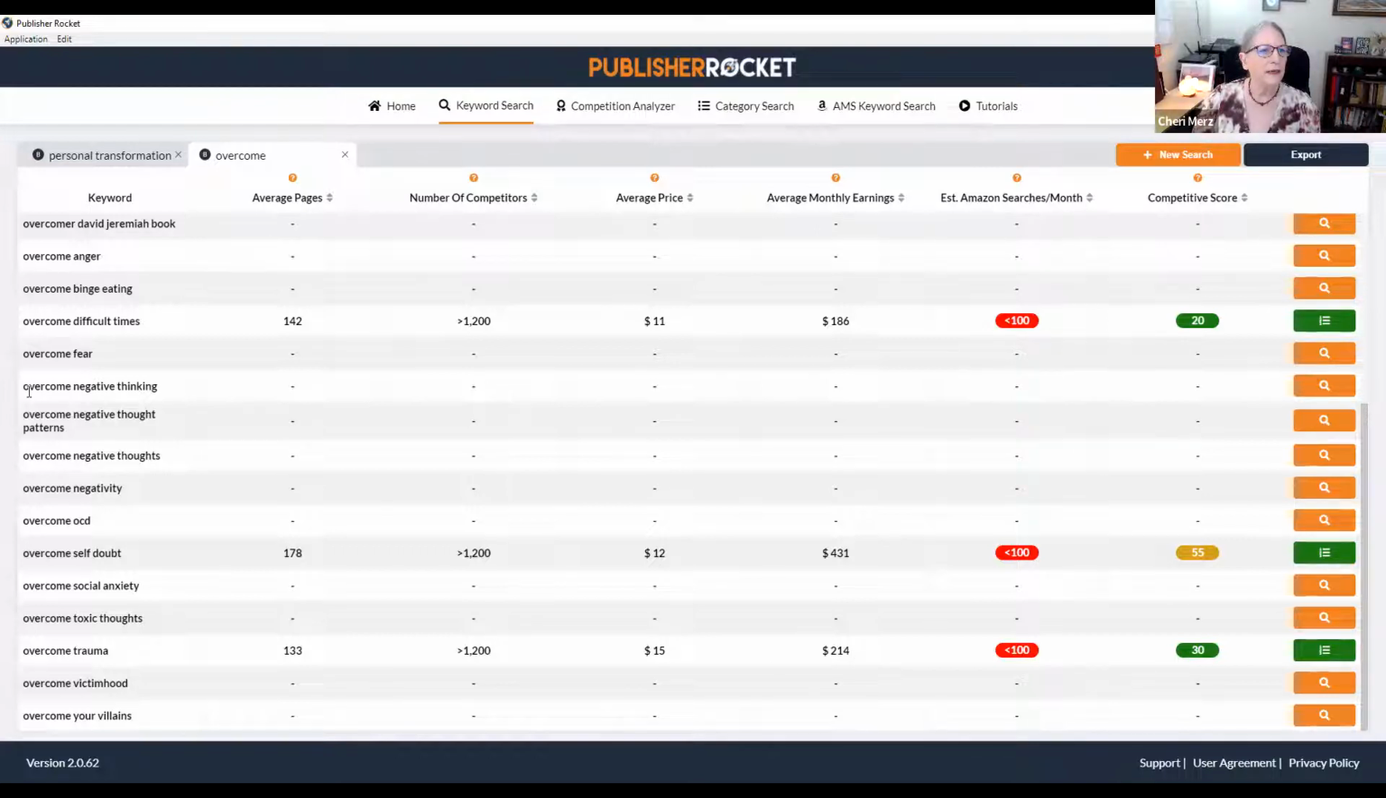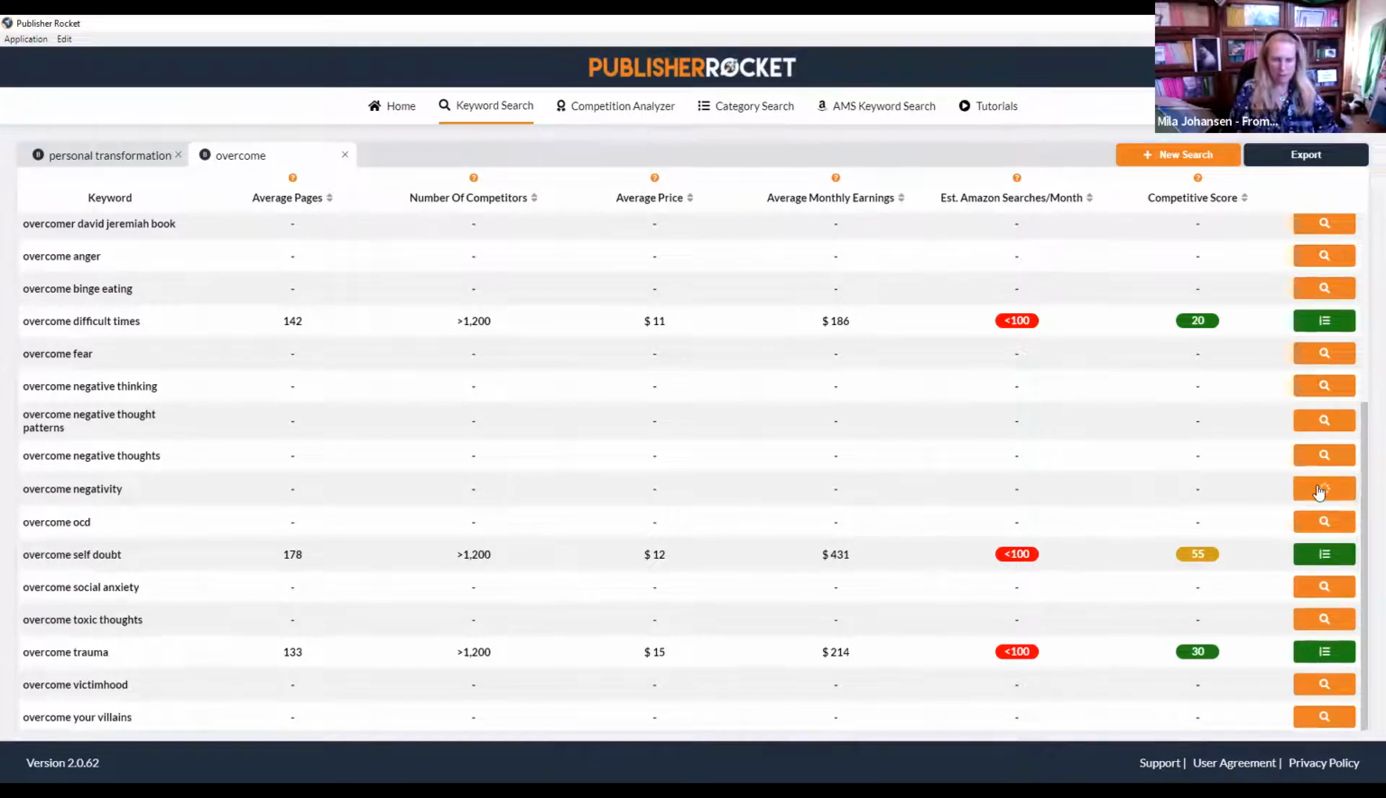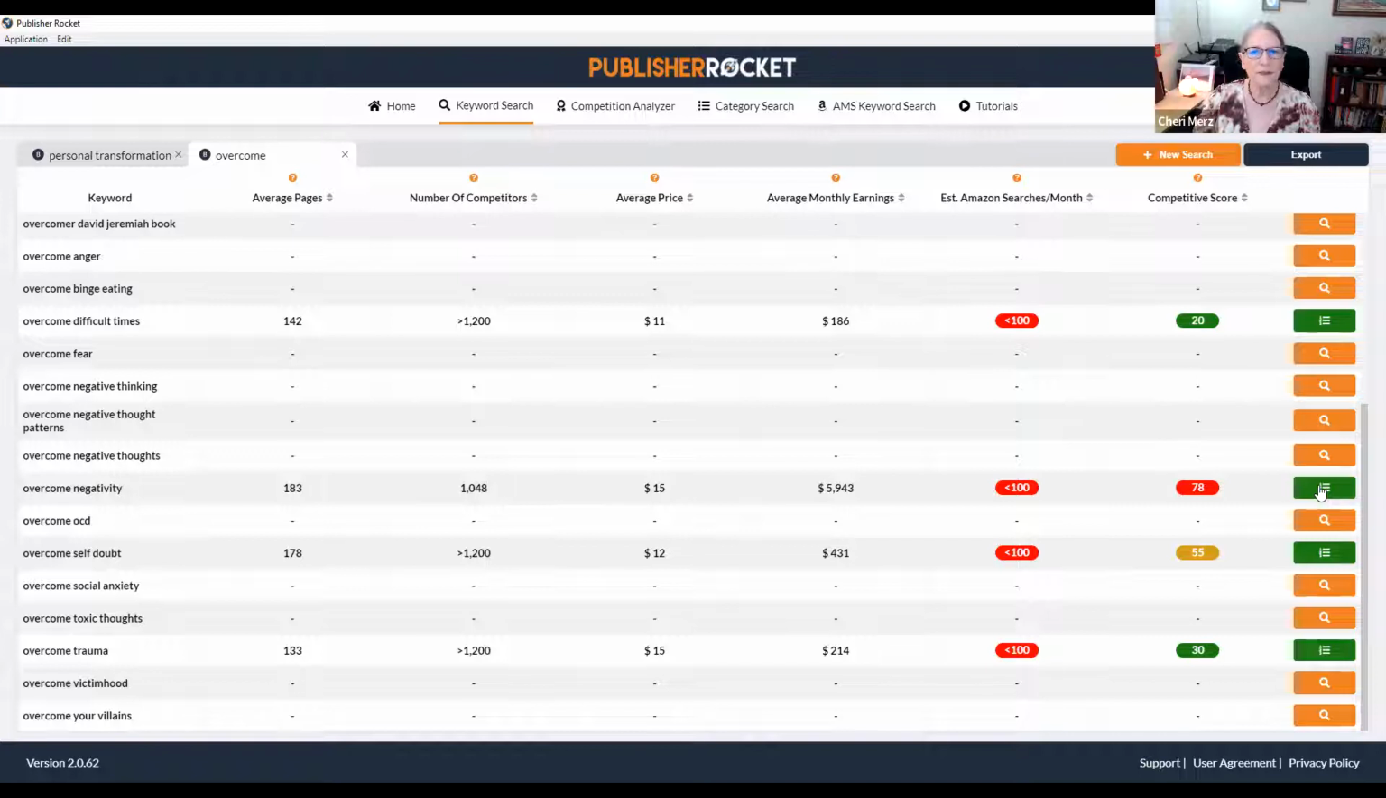You wanted to look at negative thinking or negative thoughts or thought patterns or negativity. Negativity. And you might want to look at all of these. Yeah. Ooh, look at this. Higher competition, but a much larger earnings. That's interesting. You're only competing against 1,000 others, for 1,000 people to earn $5,000. There you go. Let's look at these and compare.